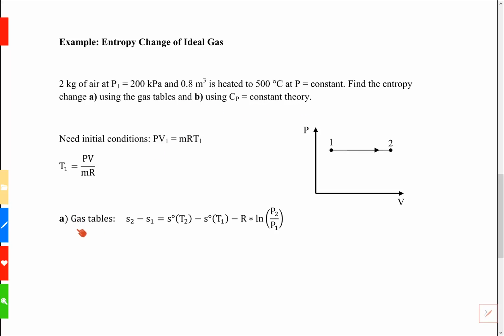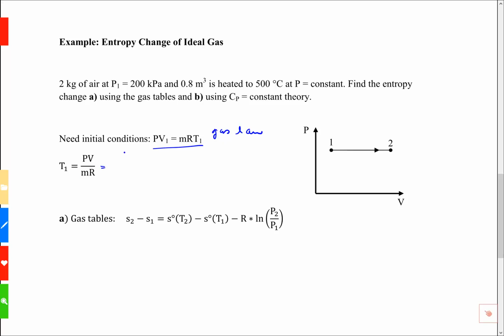For part A, the gas tables, the entropy change depends on something S super 0, that's an entropy change at standard conditions, and there's a fix-it term for the pressure. Anyway, we're given final temperature, but we don't know an initial temperature. The first thing we have to do is find that initial temperature, and we can always pull in the gas law. So this is the specific gas law, pressure times volume equals mass times specific gas constant times temperature. Here I've solved for temperature 1.